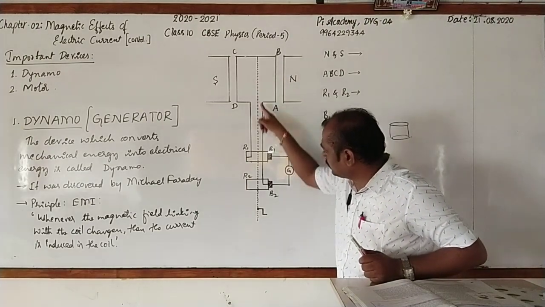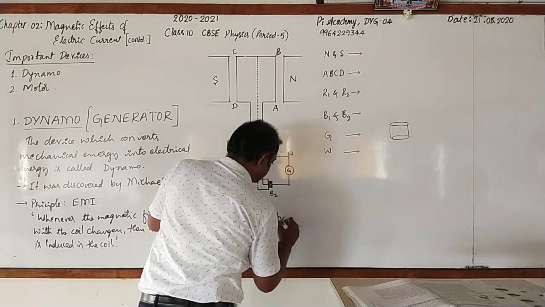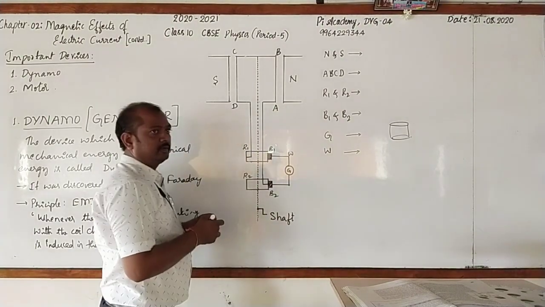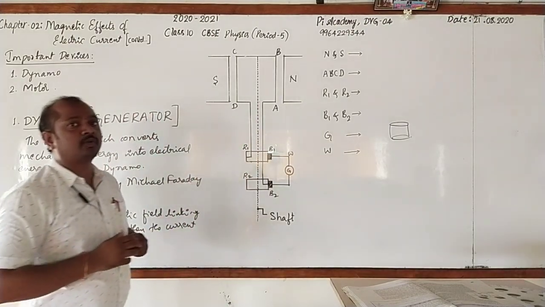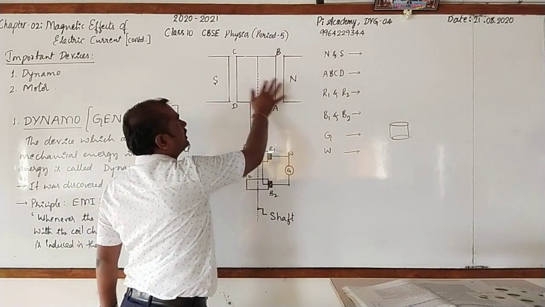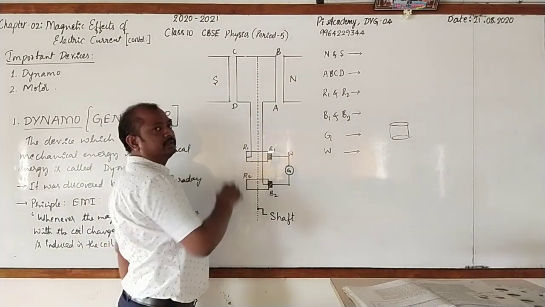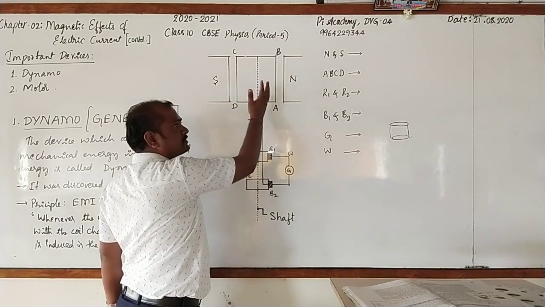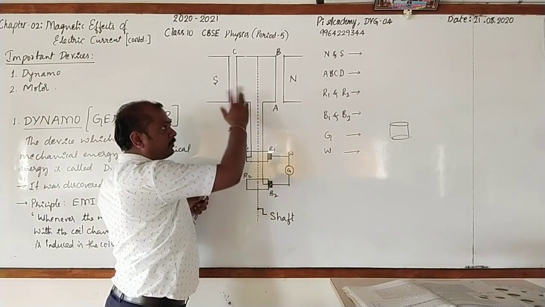Next, here we have used the shaft with handle, nothing but axle. The reason is to make the rectangular coil to rotate, right? Why should we rotate? The reason is here whatever the magnetic field is present between north and south pole of the magnet, it should be changed. To change that, we will go for using by rotating.